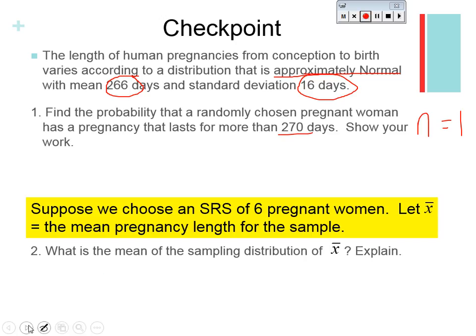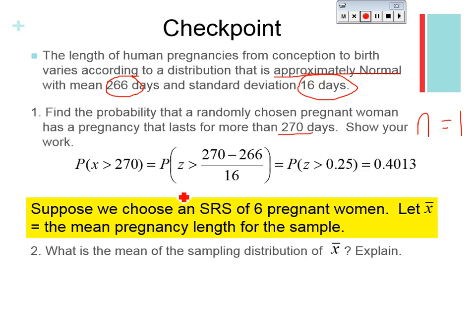So in order to do that, I want to know what the z-score is for 270 days. So I'm going to do 270 minus the mean, 266, divided by the standard deviation. And when I do that, I get a z-score of 0.25. And if I do the normal CDF from 0.25 to E99, that's the value that I get there, 0.4013. The second part of this says, suppose we choose a simple random sample of 6 pregnant women.